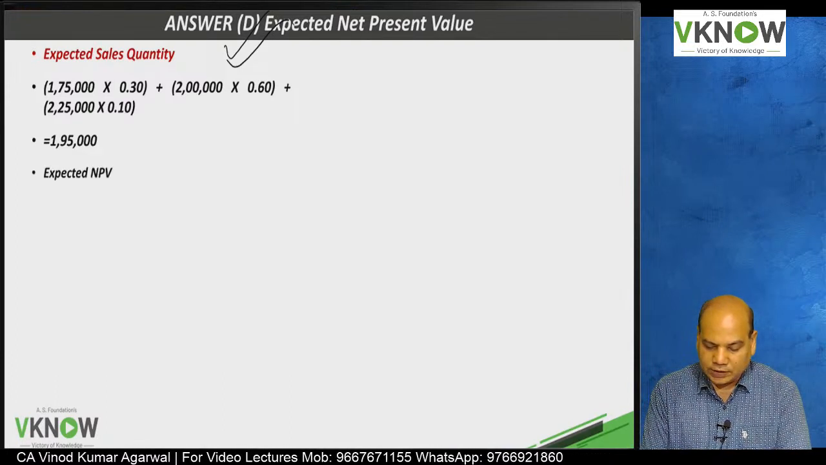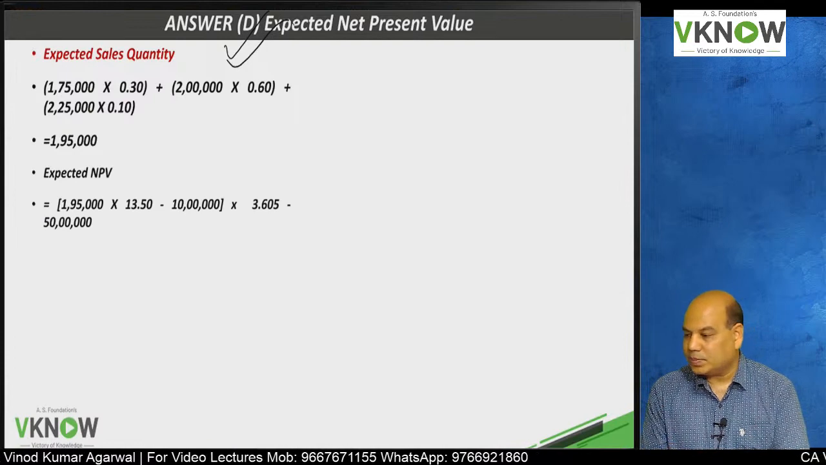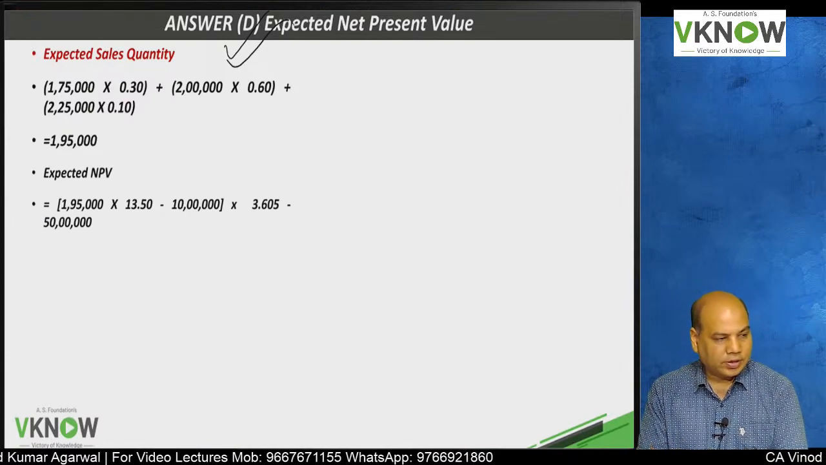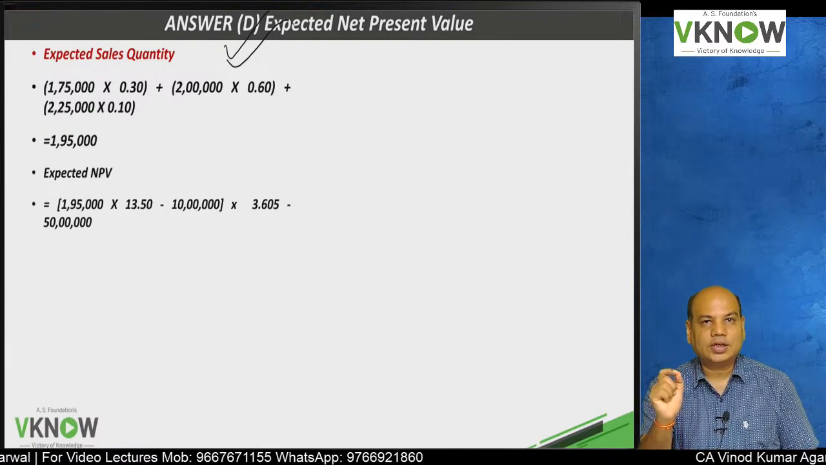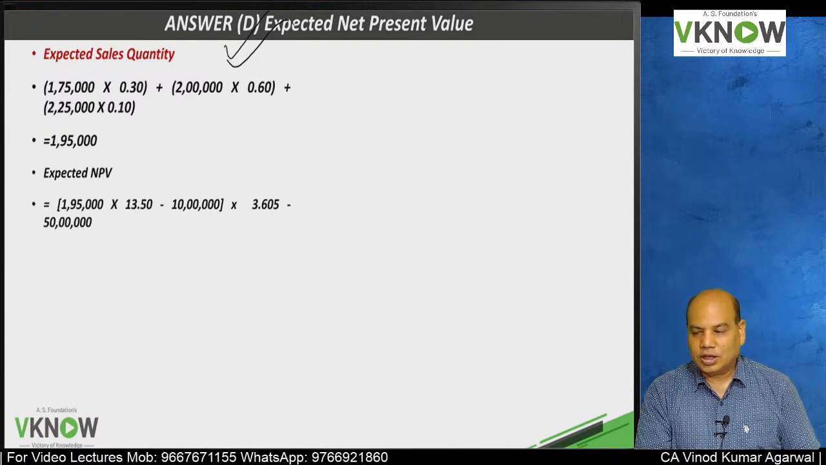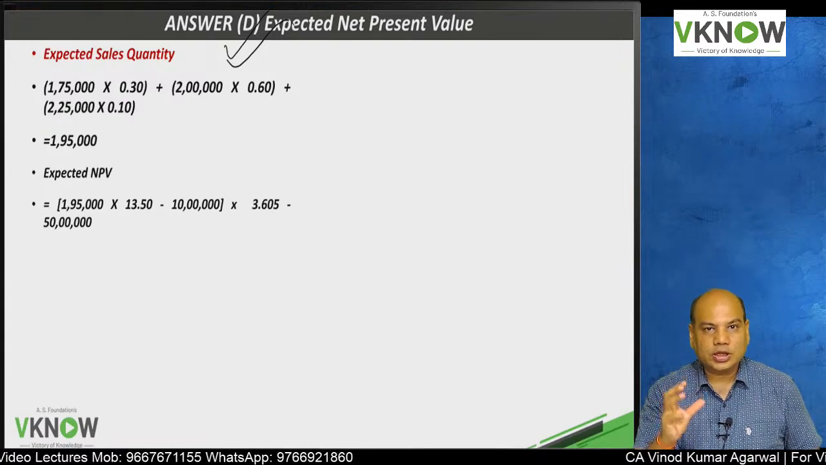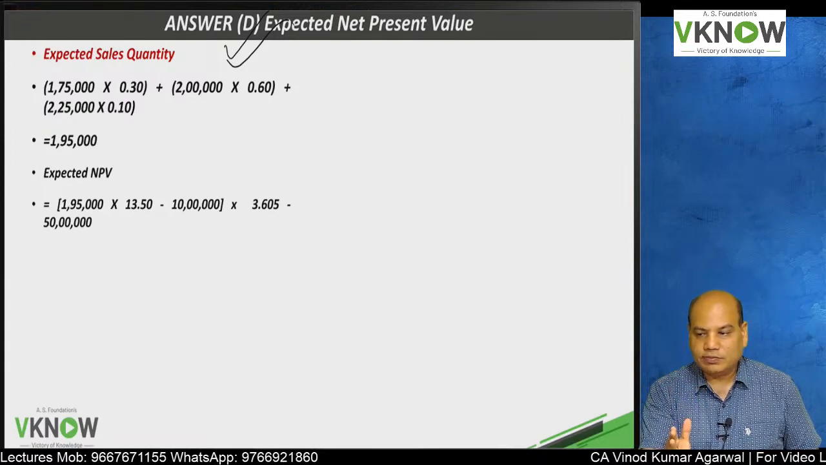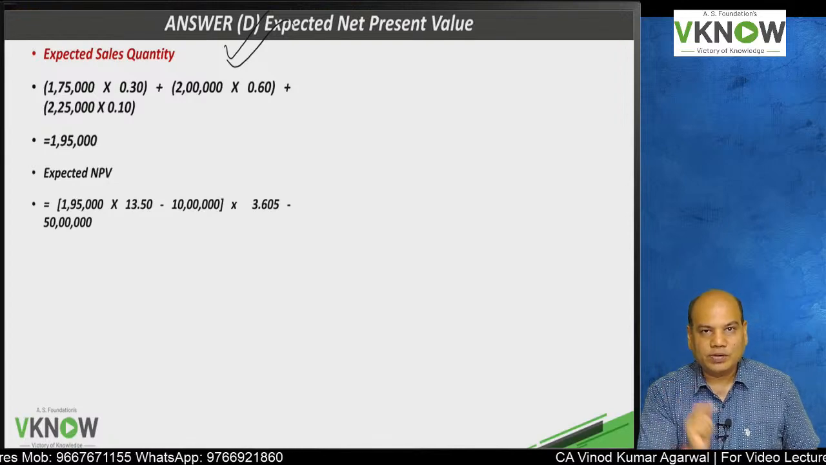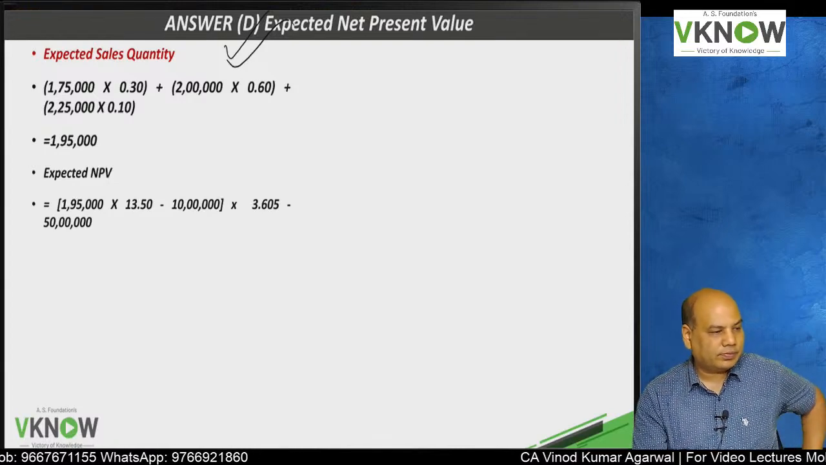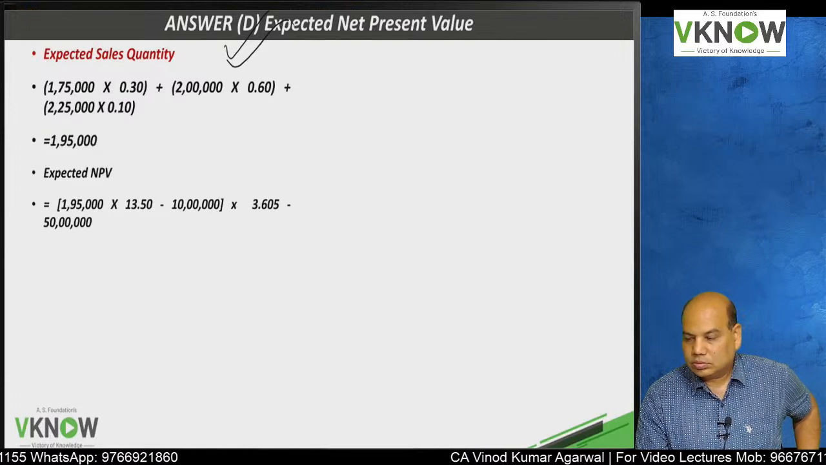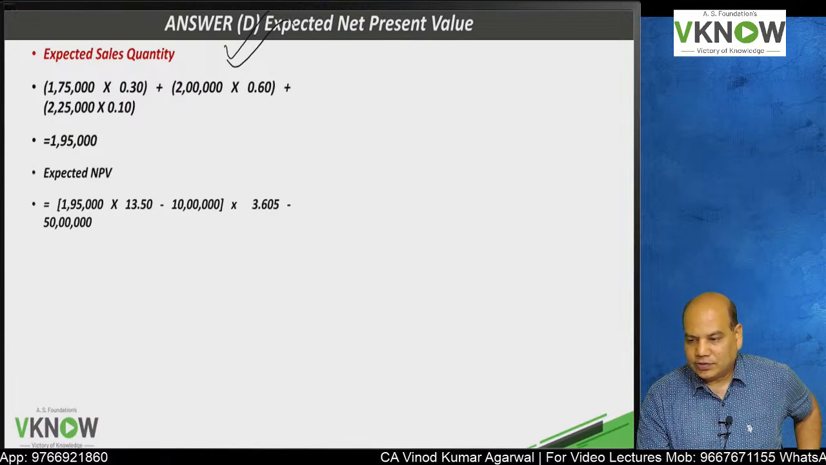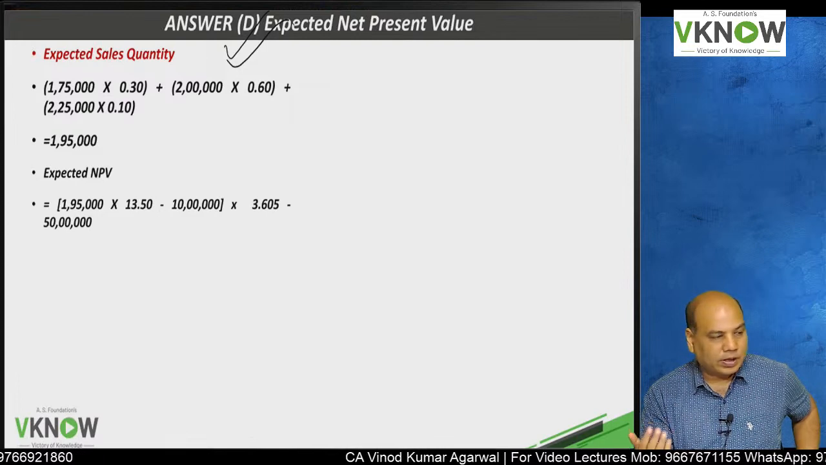Based on 1,95,000, compute the expected NPV. Very good, Divya. Go ahead. Compute NPV. Quantity expected is 1,95,000 into contribution 13.50 minus fixed cost 10 lakh into PV factor 3.605. Solve. Minus 50 lakh initial investment. Please reply little fast.